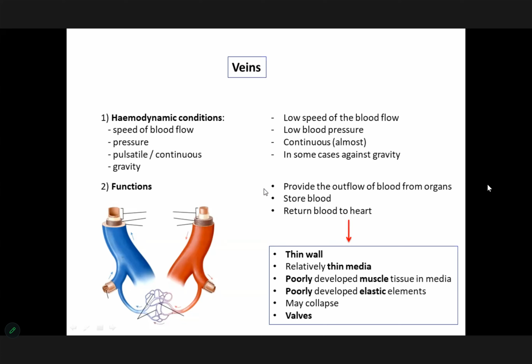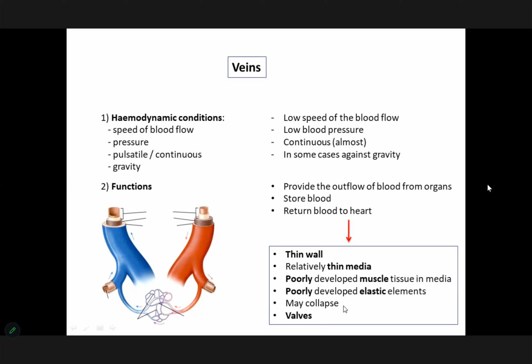Functions of veins. They provide outflow of blood from organs, they return blood to the heart, and also they store blood. About 64% of all our blood every moment is located in our veins, not in the heart, not in arteries, not in capillaries, but in veins. Veins store the blood. So veins have a thin wall because of low speed and low blood pressure. They should not resist high pressure. They have a relatively thin media with poorly developed muscle tissue and poorly developed elastic elements.